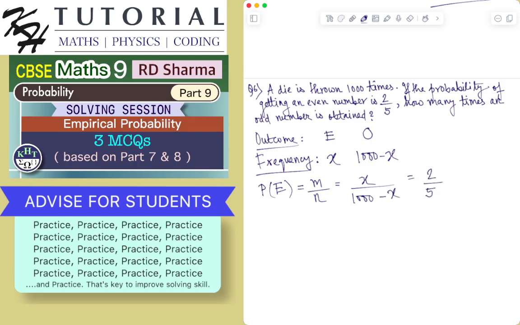Okay, so from here we can see we are getting a linear equation in x, and we can easily solve for x, which will give the number of times, out of the 1000 times, the die was showing up an even number. So let's solve for x. Doing cross multiplication, I have 5x is equal to 2 into (1000 minus x). This implies, simplifying the right hand side, 5x is equal to 2000 minus twice x. Bringing all the x terms to the left hand side, I get 3x is equal to 2000.